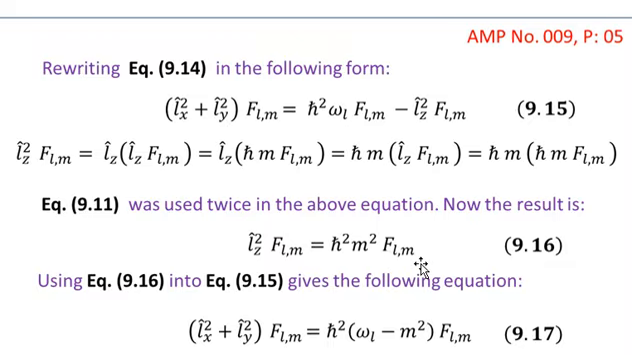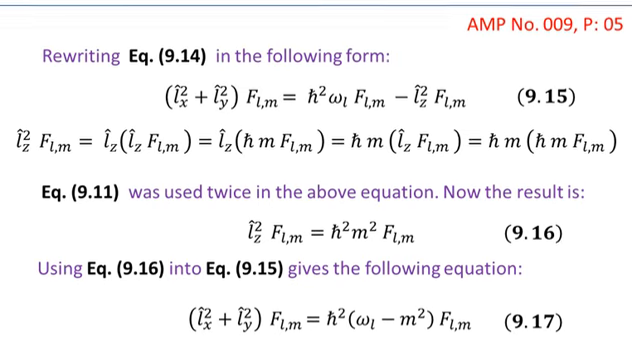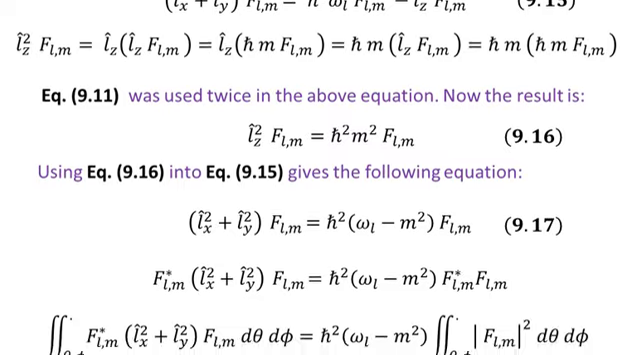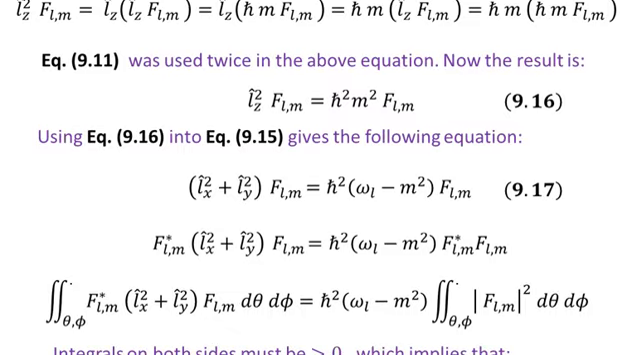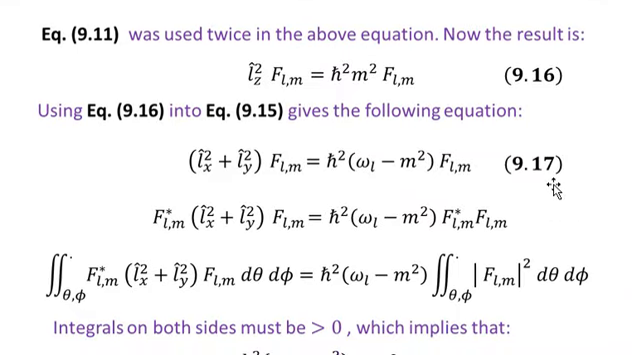Now you see that I have solved one of the operators from equation number 9.15. That is, only when the Lz square operator operates on FLM, I have the solution in the form of equation number 16. But the other two operators are still unknown, which I have expressed in equation number 17. Using equation number 16 in equation number 15, I have this equation shown in equation number 17.